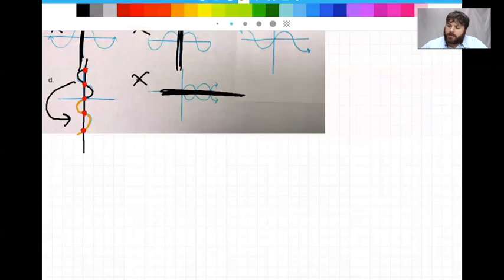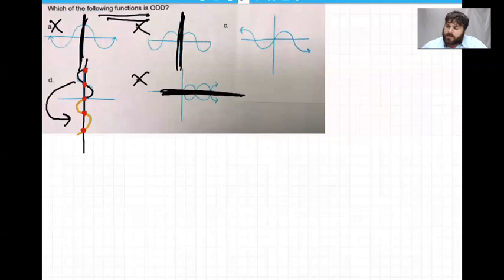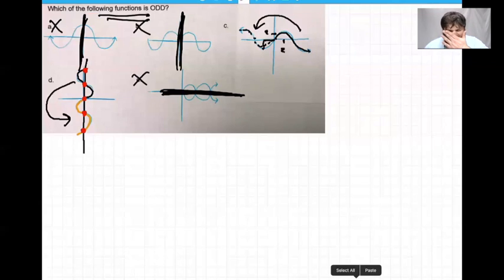Okay, that leaves us with only one choice, C. So right here, if I took this and I rotated it all the way around, it would actually look like this. Okay, and notice like when x is, let's say, pretend this is 2, see how that's at positive 2? Well, when I look at negative 2, it's the opposite. Instead of being at positive 2, it's actually negative 2. Same number, opposite sign.